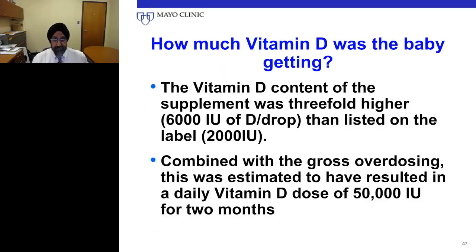When we tested the vitamin D content of this particular supplement, we were surprised that instead of containing 2,000 international units as was on the label, it contained 6,000 international units in one drop. And mother started admitting also that instead of a drop, maybe once in a while she was giving a full dropper as well. If you calculate the total amount of the dose this particular child may have been getting, that may be approximately in the range of 50,000 international units for 2 months, and that is what led to the crisis in this particular child.